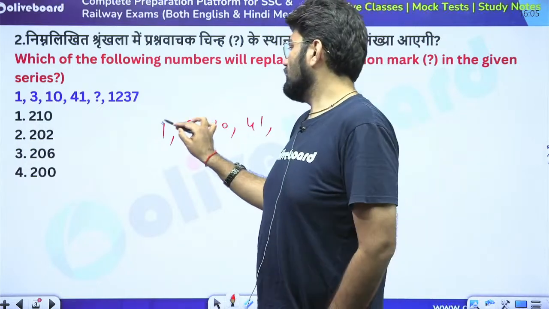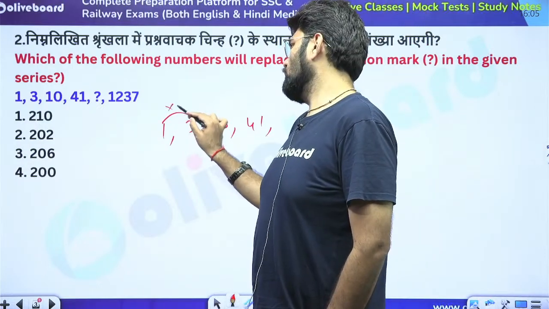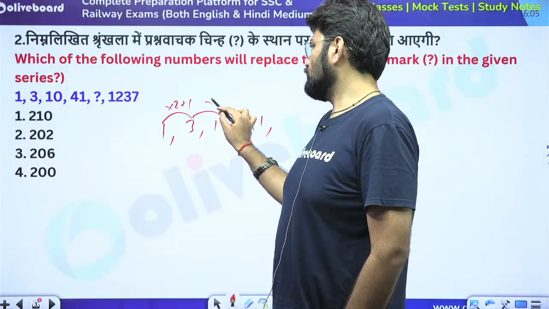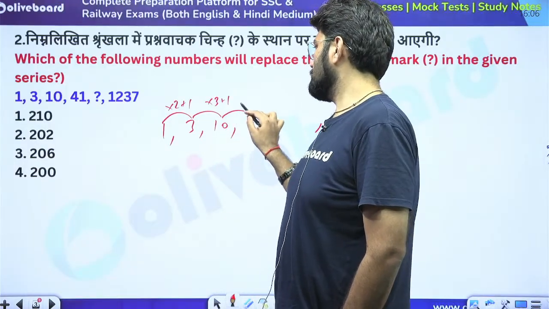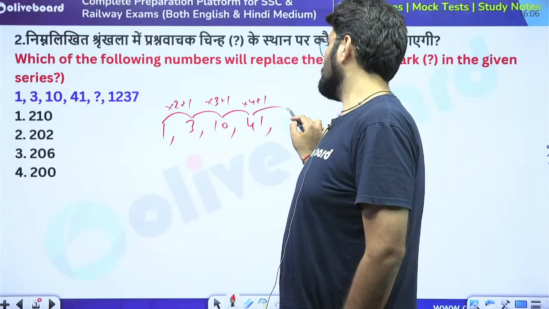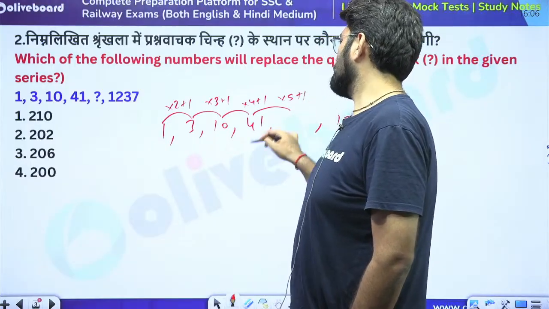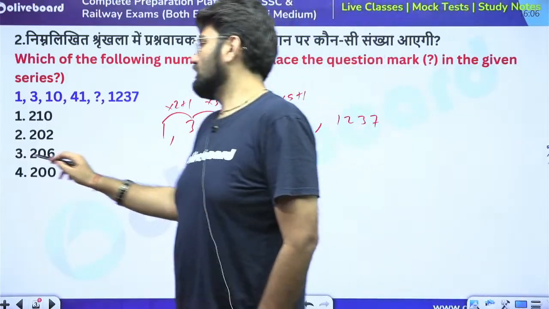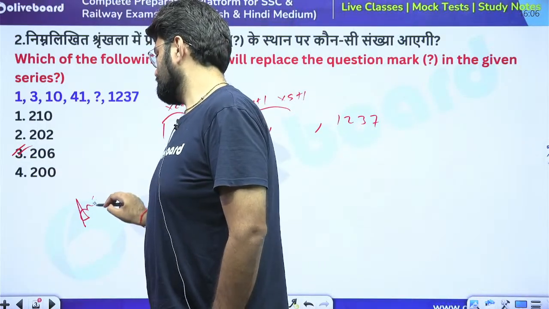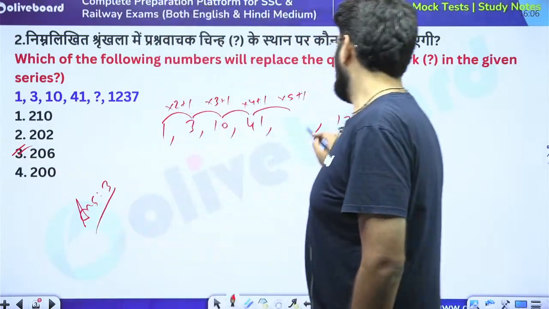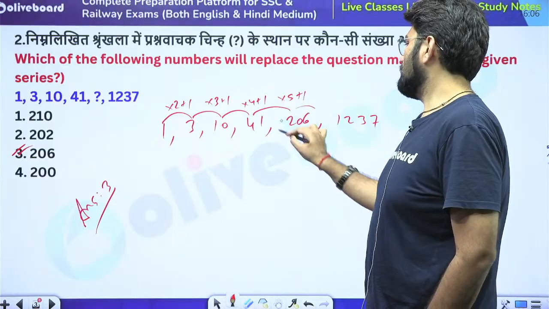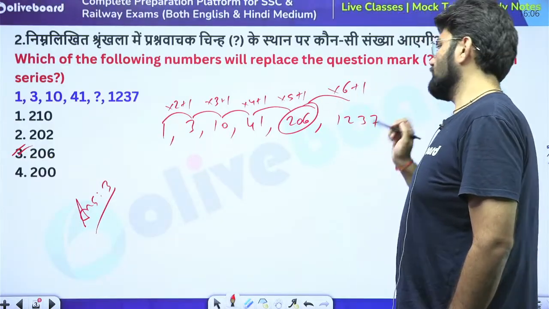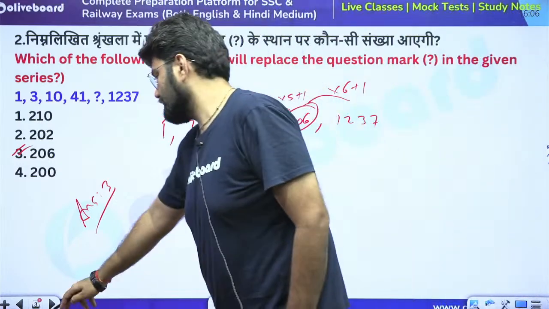We'll see that this can be into 2 plus 1. This is into 3 plus 1. This is into 4 plus 1. The next one is going to be into 5 plus 1. 41 into 5 is 205, plus 1, 206. So option 3 will be the correct answer. And 206 into 6 plus 1 is going to give us the next number, which is 1237. Cool. Next.